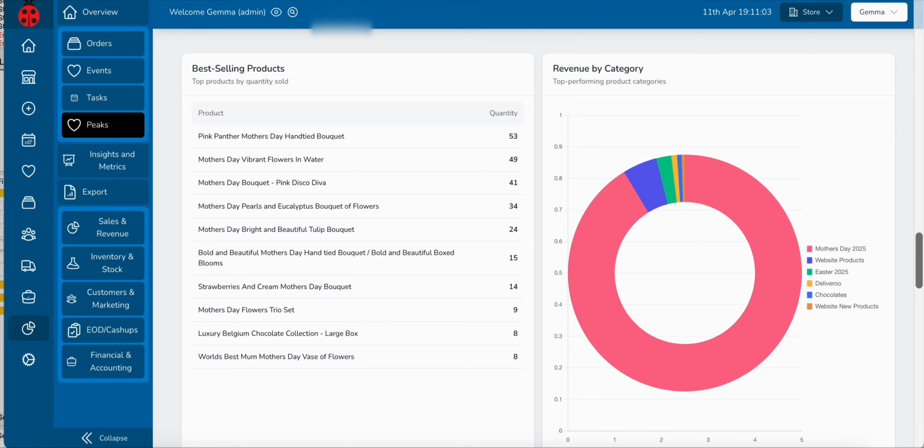It gives you information on your best-selling products. If you've got all your products set up, I can see which products sold the best. Again, useful information for next year.